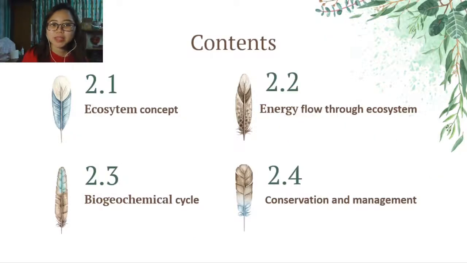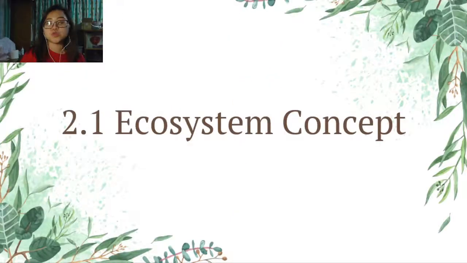Chapter 2 is mainly divided into 2.1 to 2.4 and then later 2.5 population ecology, because 2.1 to 2.4 is kind of its own thing. So we're going to focus on these first and we will go straight into 2.1 ecosystem concept.